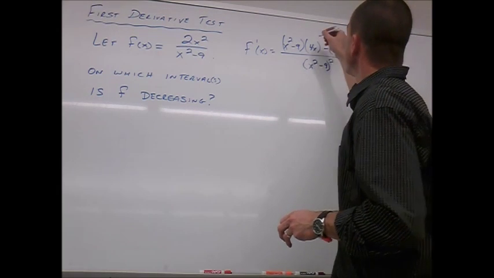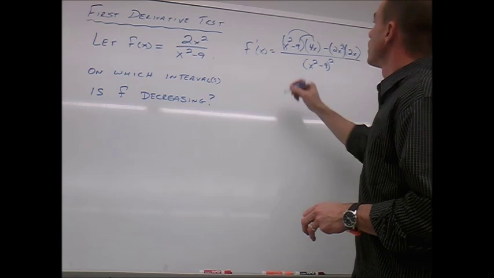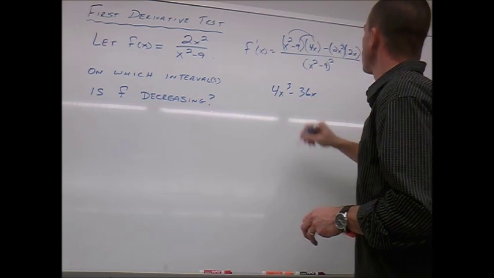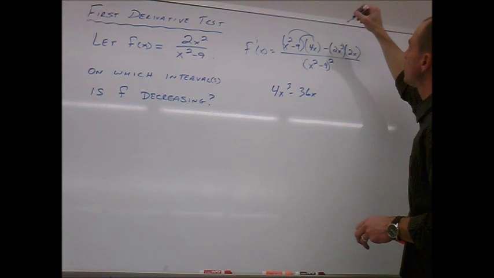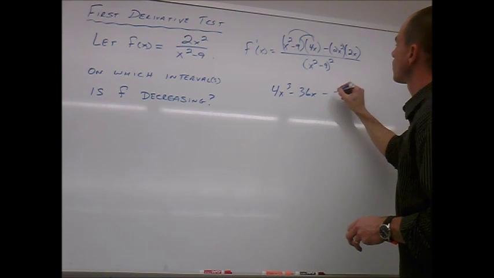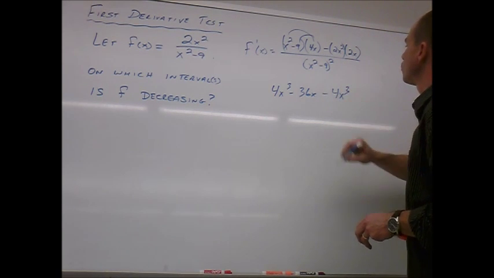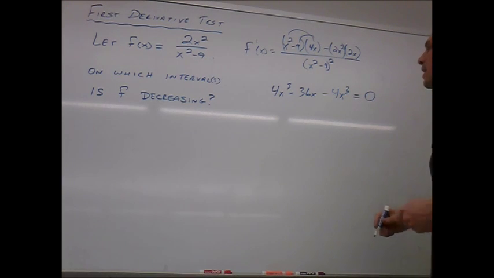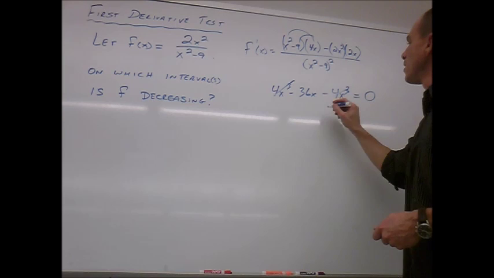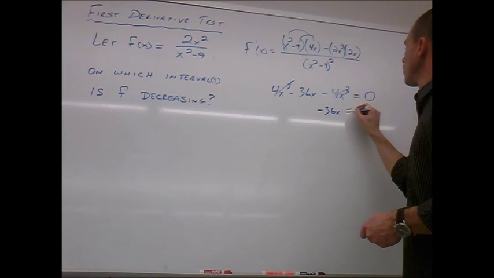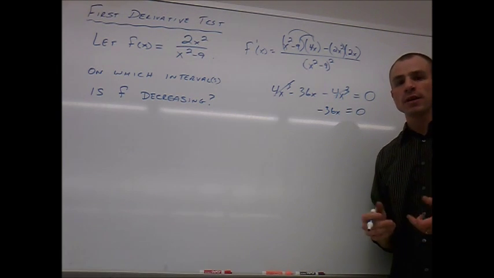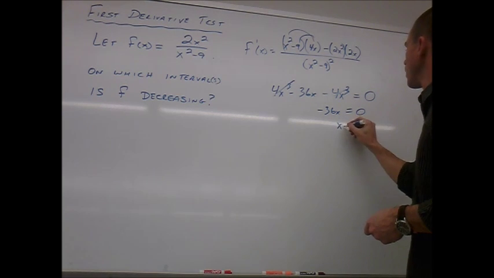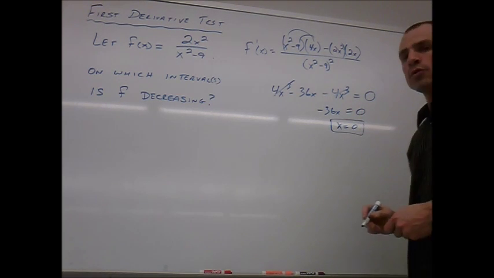Would you agree we could distribute the 4x, giving us 4x cubed minus 36x? And then over here we have negative 2x squared times 2x. That's going to be minus 4x cubed. We're interested when that is equal to 0. And obviously the 4x cubeds cancel out. So negative 36x is equal to 0. What value of x makes that statement true? Exactly, x must be 0, okay? So that is one critical number.